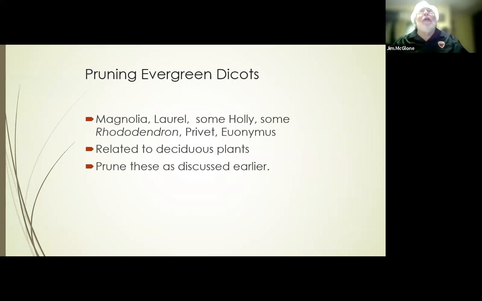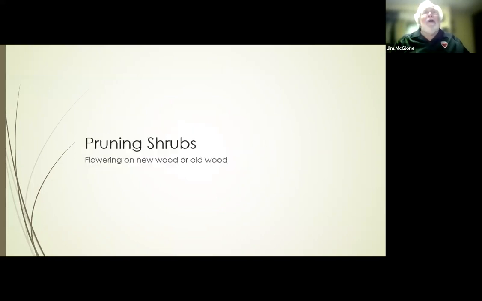When we talk about pruning evergreens that are dicots, things like magnolias and laurels, some of our hollies, some of the rhododendrons, these are dicots. So everything we've talked about so far applies to these species that are the broadleaf evergreens. Okay. Any questions about the evergreens?